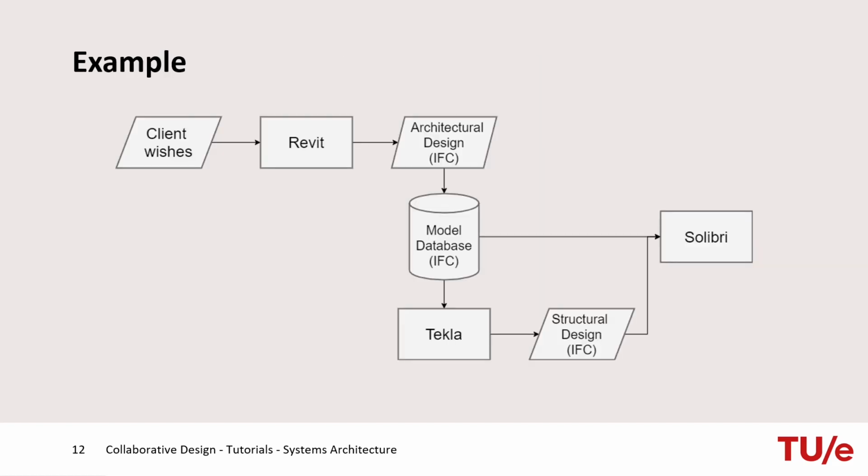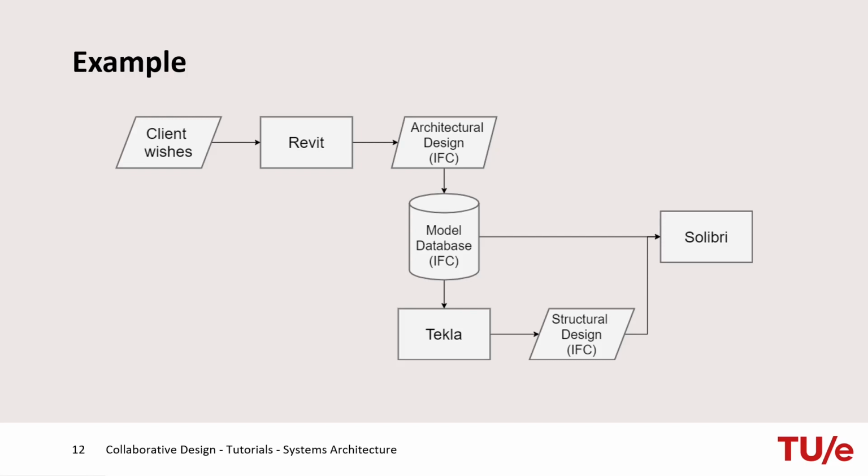Finally, a simple example of a system architecture for the collaborative design project. In this example, the wishes expressed by the client are used as input by the architect to create an architectural design in Revit. When the architect is ready, he exports the model in IFC format and uploads this to the model database. The structural engineer uses Tekla for the structural design. He downloads the architectural design from the database and imports this file into Tekla. When he is ready, he exports only the structural design in IFC format.